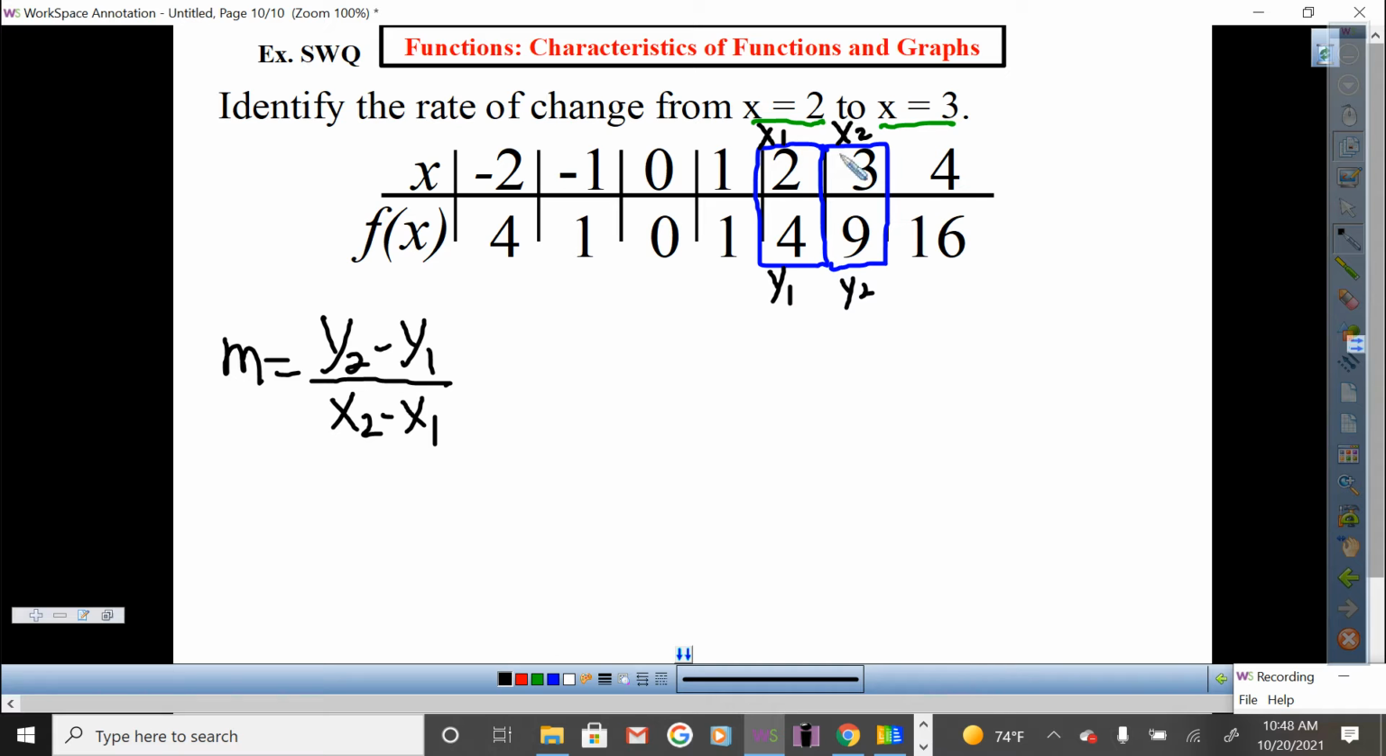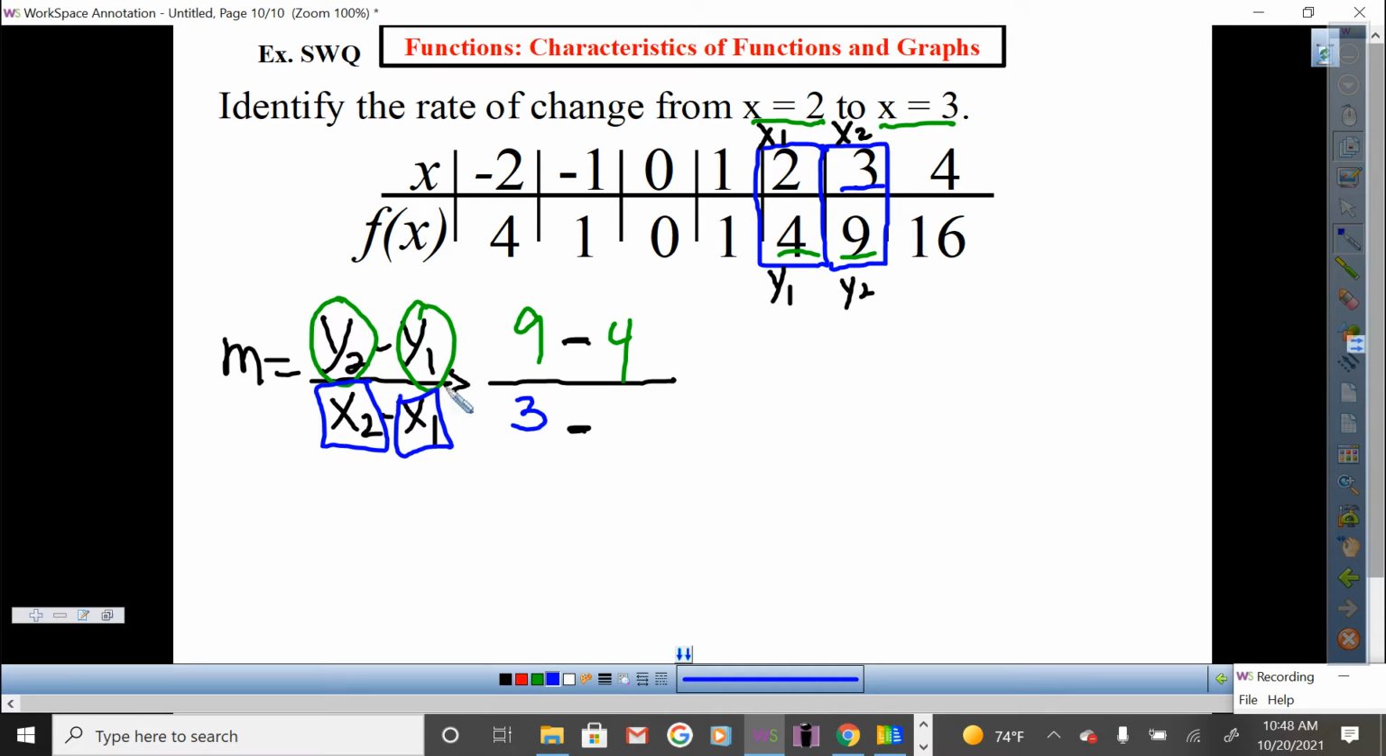So I need to substitute values in here. We already did this before. The only thing I'm revisiting now is the table. Here it goes. What is y sub 2? 9 goes right there. What is y sub 1? 4. What is x sub 2? X sub 2 is 3. And what is x sub 1? 2. And if I simplify that, this is 5 over 1, which is 5.